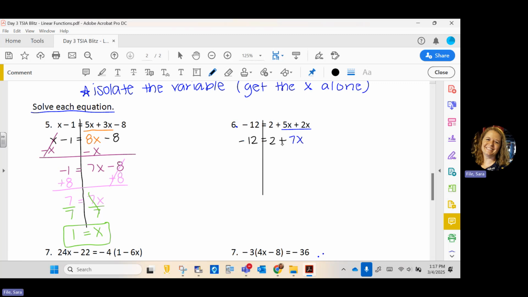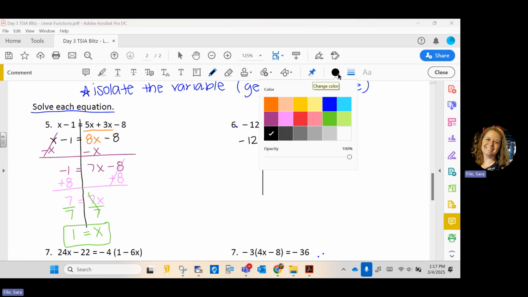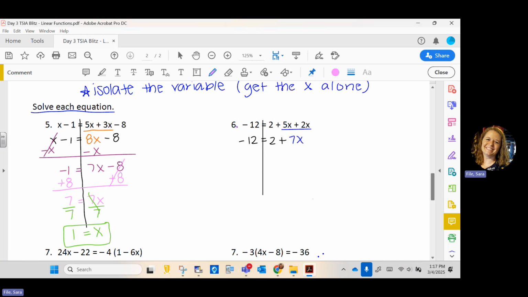Now, the only x term is on the right, so there's no x's to move. I'm just going to move my constants, which would be -2, which would give me -14 equals 7x. And then I'm ready to divide out that coefficient of 7. So I got x alone, and it equals -2.